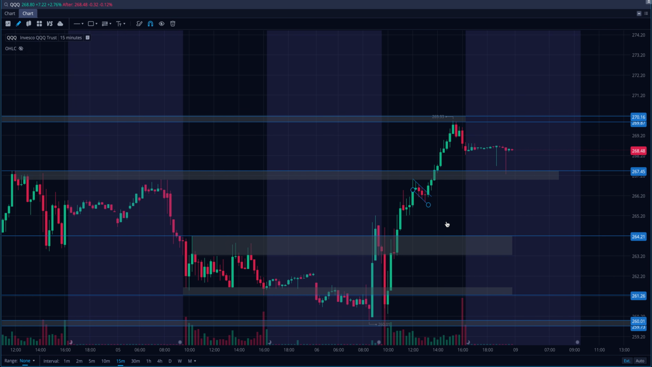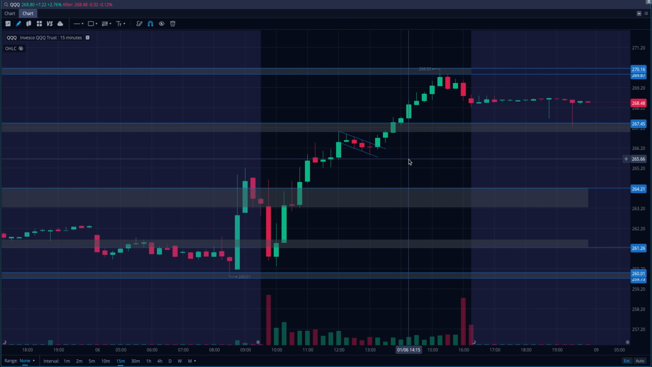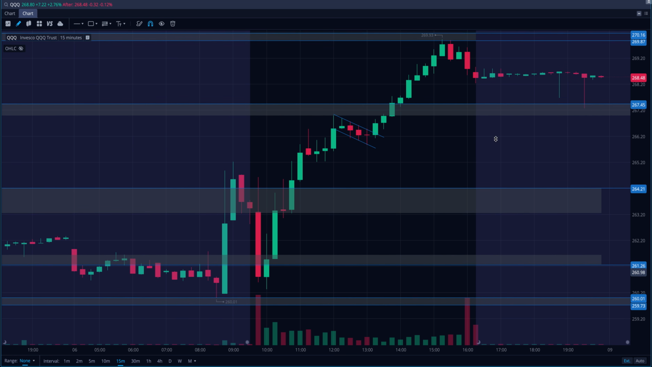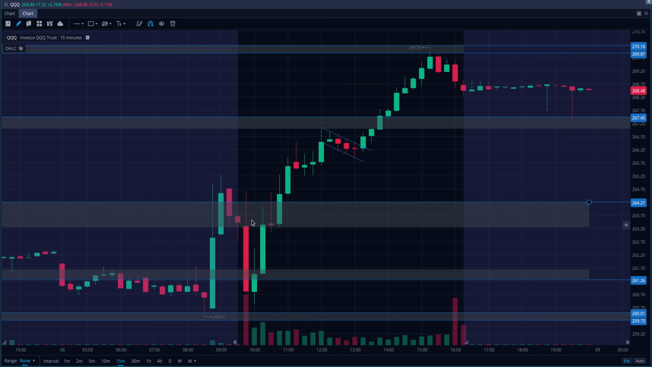So let's take an overall look at the price action on the 15, and then we'll flip to the 2-minute real quick because that's where I take my trades off. So just look what happened here. This is the previous day's high. This is the previous day's low.